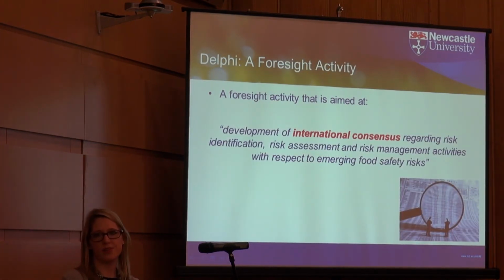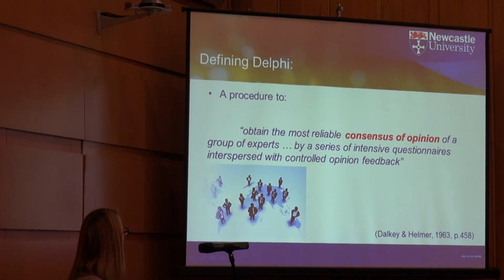So I think Hans has already explained a little bit about what we mean by a Delphi technique, but just to reiterate, a Delphi is a foresight technique. It's aimed at the development of international consensus regarding risk. It can be on any topic, but in this instance, it was about risk assessment and risk management activities with respect to emerging food safety risks.